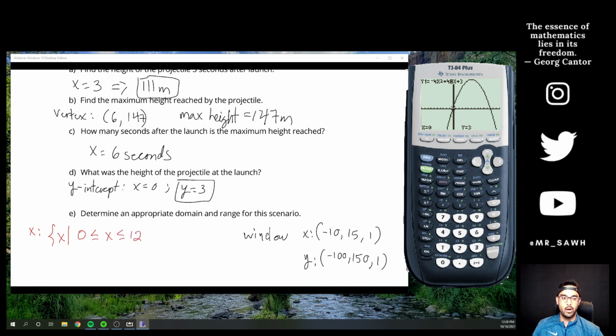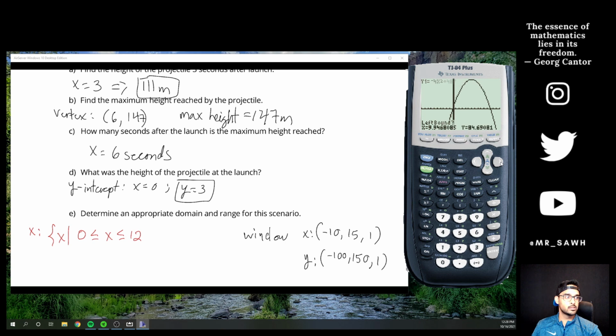Okay, so x has to be greater than or equal to 0, and x has to be less than or equal to 12, because, well, if it takes 6 seconds to get to the maximum height, physics tells me it has to take 6 seconds to come back down. So 12 is going to actually be my other 0 here. And if you want to calculate it, you can. Option 2 is 0. Scroll all the way over to the left.